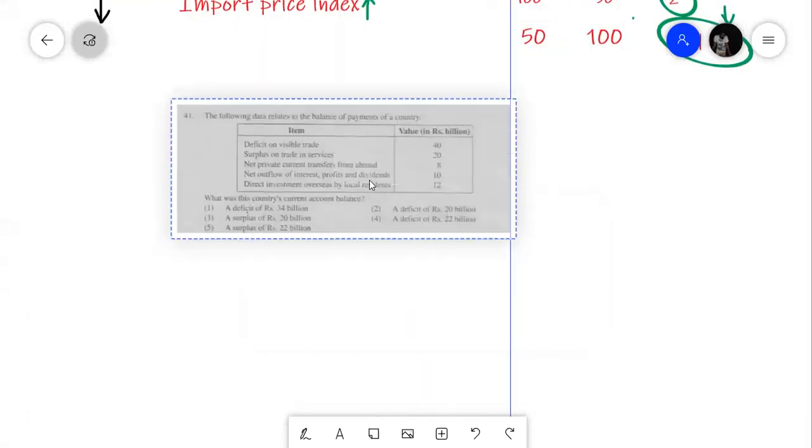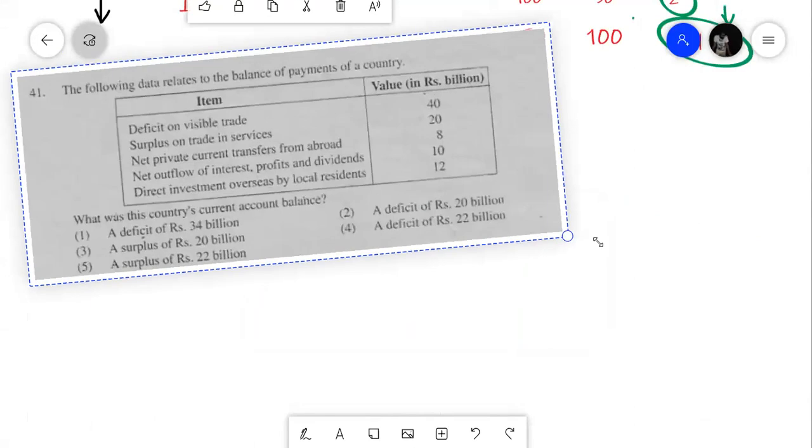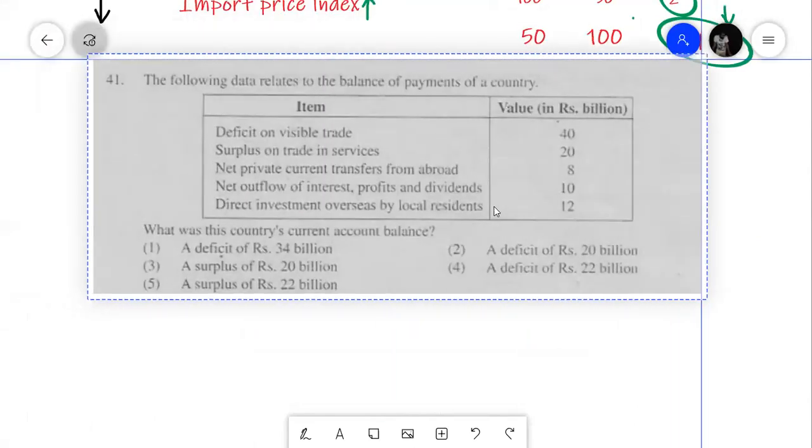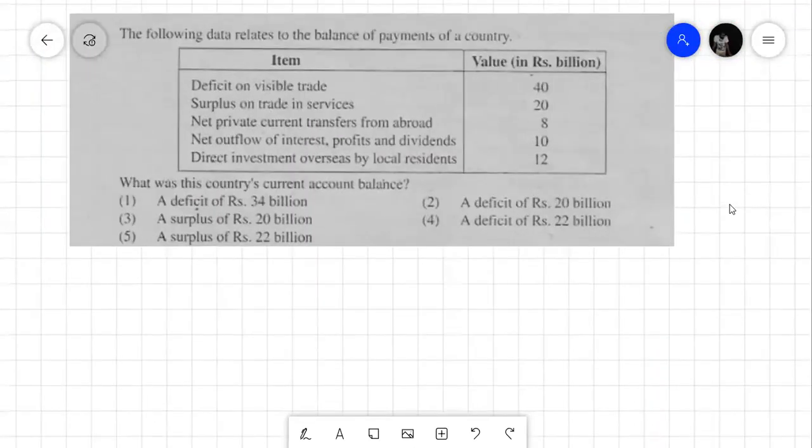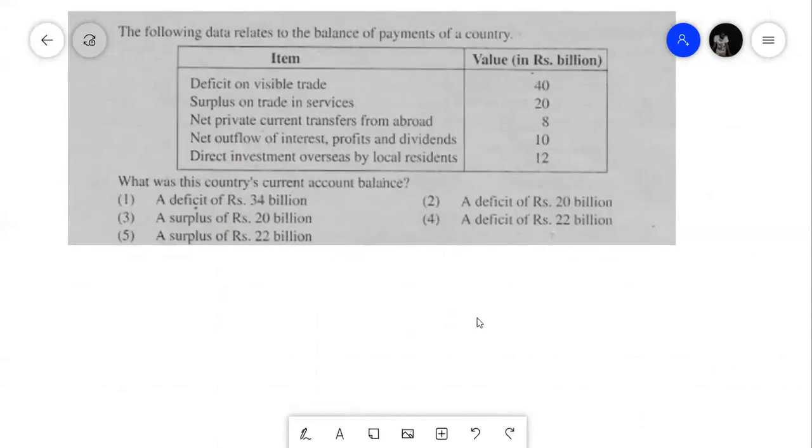Okay, question 41. This is from unit number 10, from your balance of payments. So here they are saying, the following data relates to the balance of payments of a country. They have given deficit of visible trade, surplus on trade in services, net private current transfer, net outflow of interest, profits, and dividends, direct investments overseas by local residents. What was the country's current account balance?